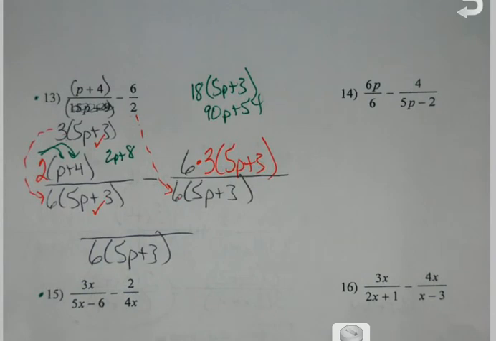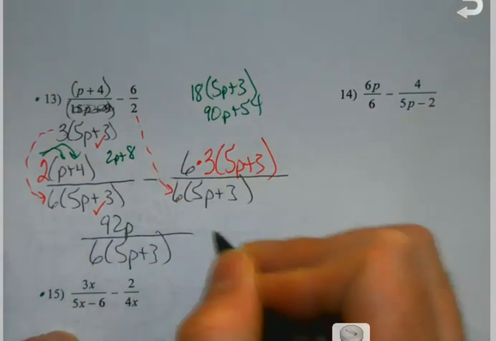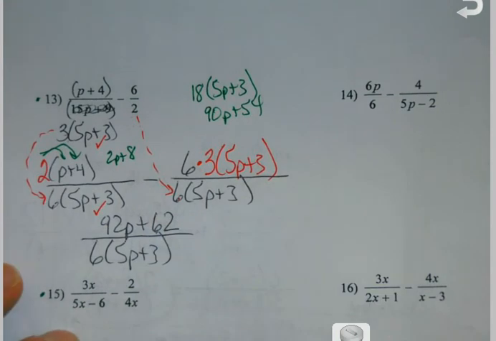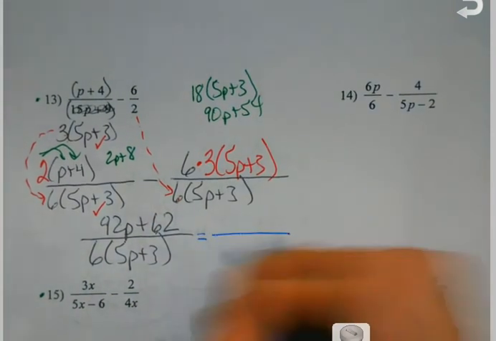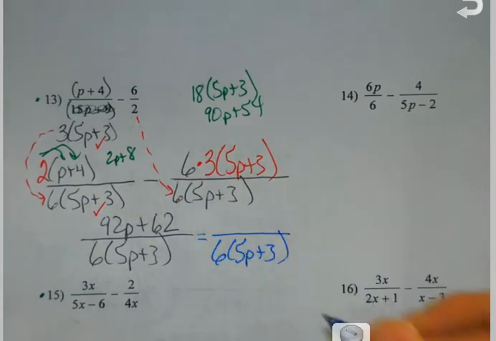So I start to take a peek. So let's see here. We got 2 plus 90 would be 92p. 8 and 54 is 62. I think this is going to reduce. Let's see here. What goes into both of those?